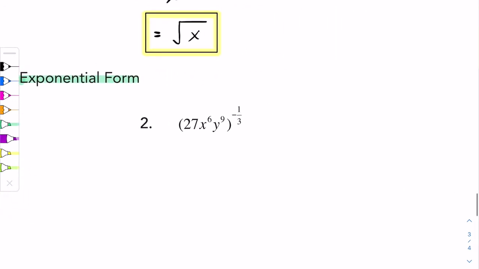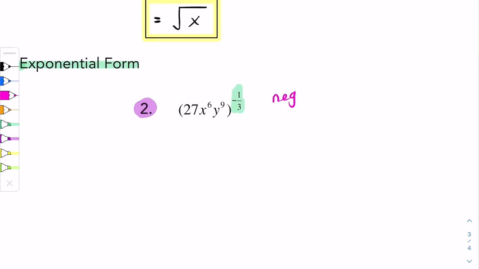Number 2 is a big one. You're definitely going to see this on a quiz, just as a hint. But this is in parentheses 27 times x to the 6th times y to the 9th raised to the power of negative 1/3. We have a negative exponent. So negative exponents become positive in the denominator.